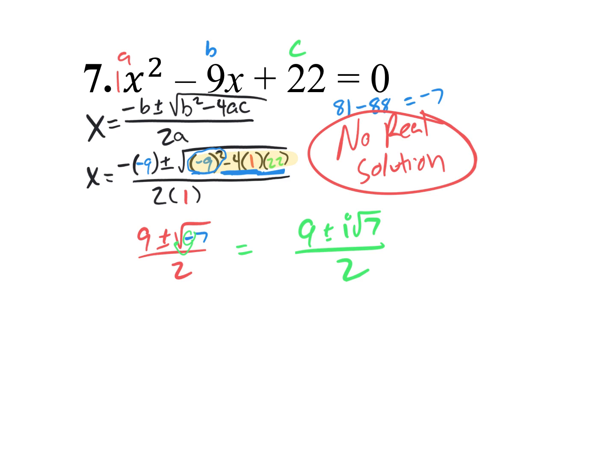Now, what does this mean visually? If you were to graph this parabola on Desmos, it will not cross the x-axis. It does not have x-intercepts, which means it doesn't have answers, which means that it doesn't have solutions, no real solutions.